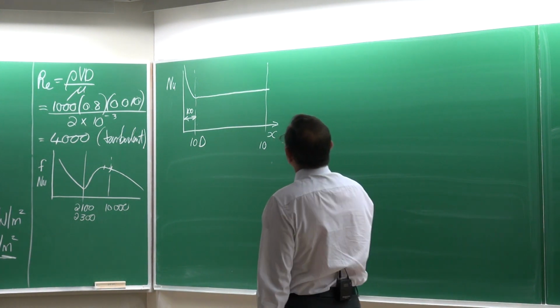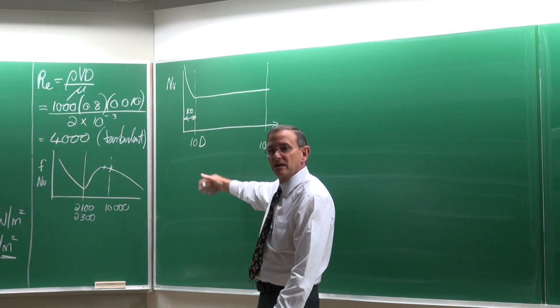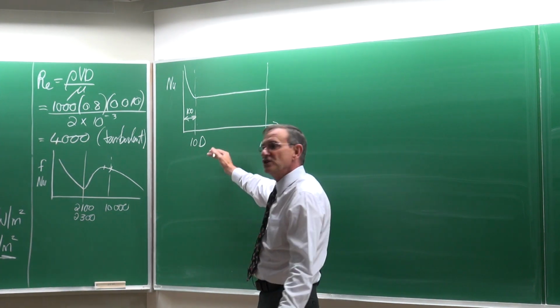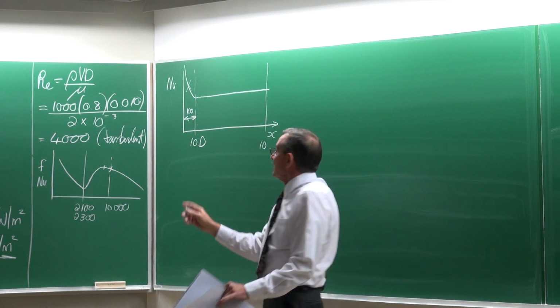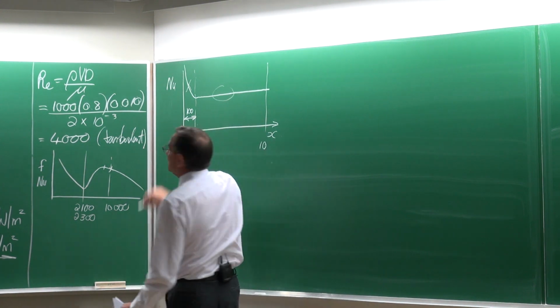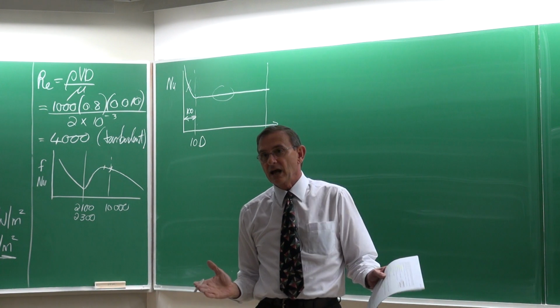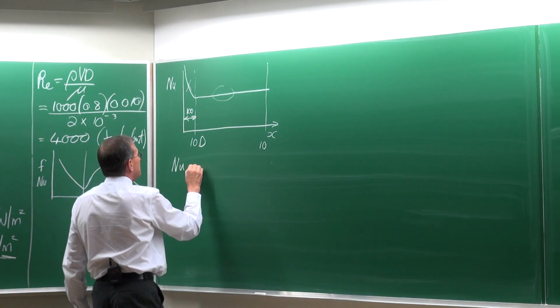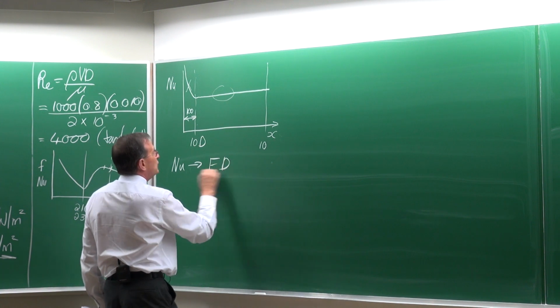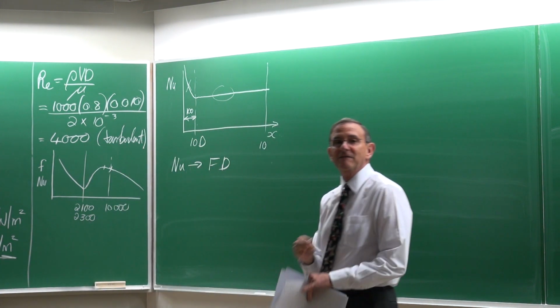Therefore, this is a judgment decision, and I think in this case it is a very easy decision, and we're going to say, we're going to ignore the developing part. If we can get the fully developed Nusselt number, then we are very happy. So the Nusselt number, we want the fully developed, we can ignore the developing part.